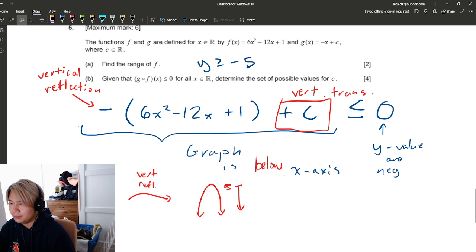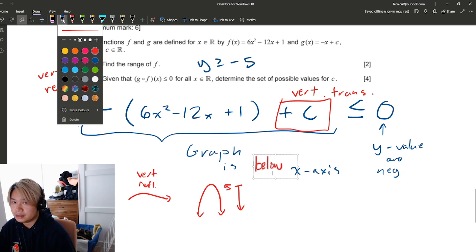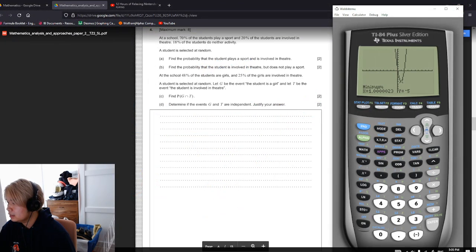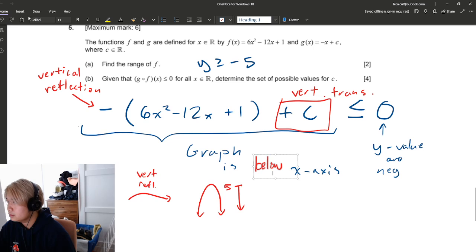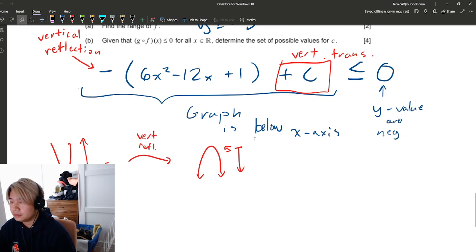I forgot to write the below part. And I can't change color for some reason. Hold on, I'm going to close this and open it up again. Okay, so hopefully you can see that right now the range is 5 or lower. And I want to move the entire graph down enough so that the y value is either 0 or lower.